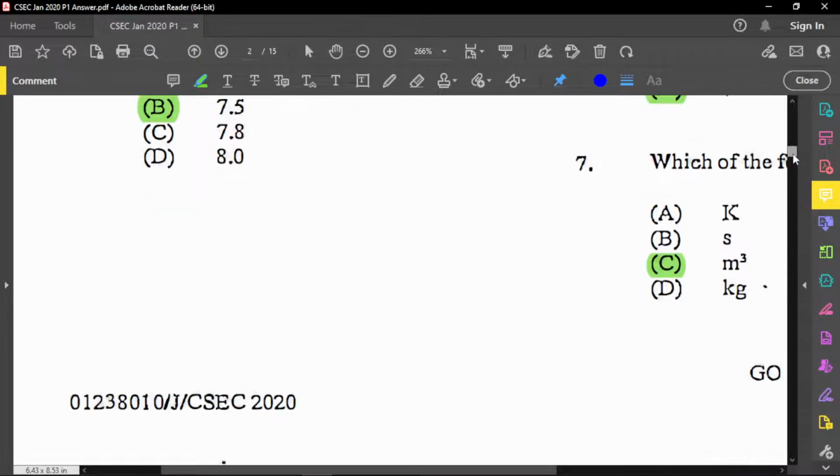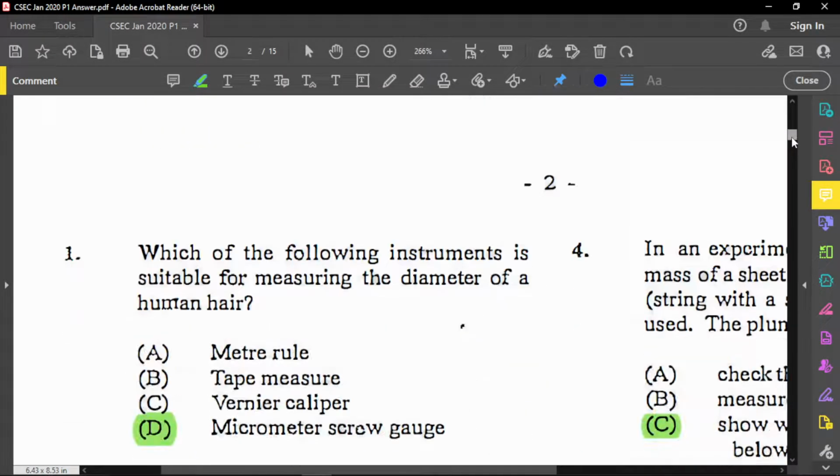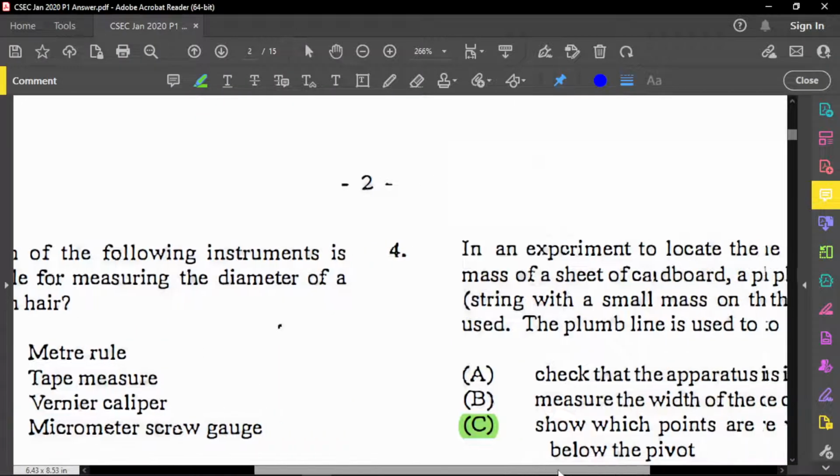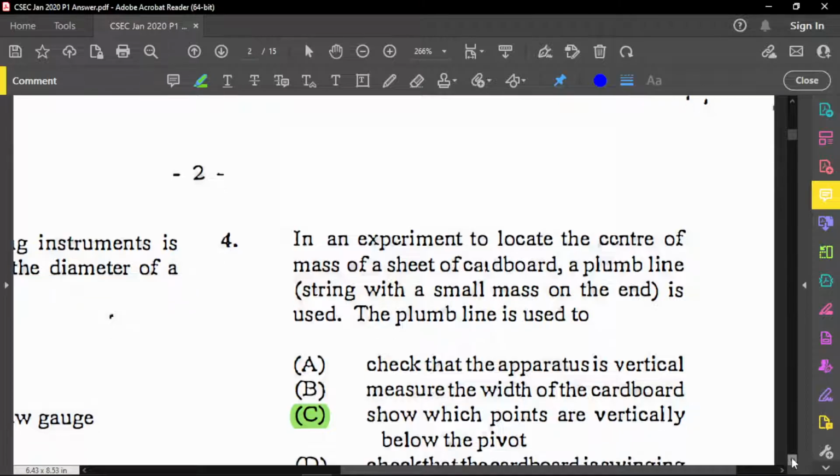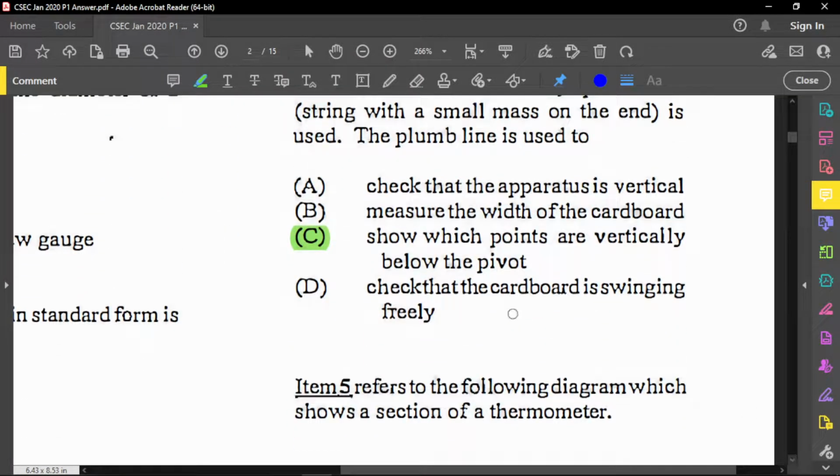All right, now for question number 4, which is up top of the paper. It reads, in an experiment to locate the center of mass of a sheet of cardboard, a plumb line, which is a string with a small mass on the end, is used. And so the purpose of the plumb line when you're doing center of mass or center of gravity is to show which points are vertically below the pivot or the central point. All right, and so that's the purpose for using a plumb line.